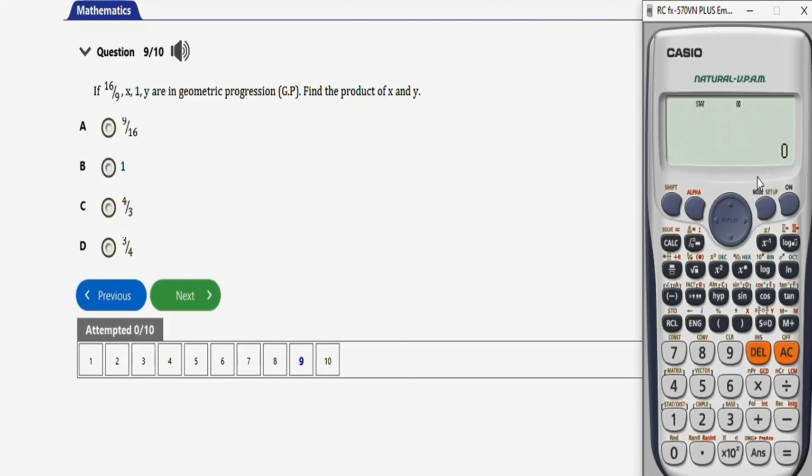Press AC button. Now, to get the second term, press shift this option 1, regression. So the second term will be what? Press 2. We have it to be 1.33. So what of the fourth term? The fourth term will be 0.75. So the product of x and y will be 0.75 times 1.33, which is equal to 0.9975.